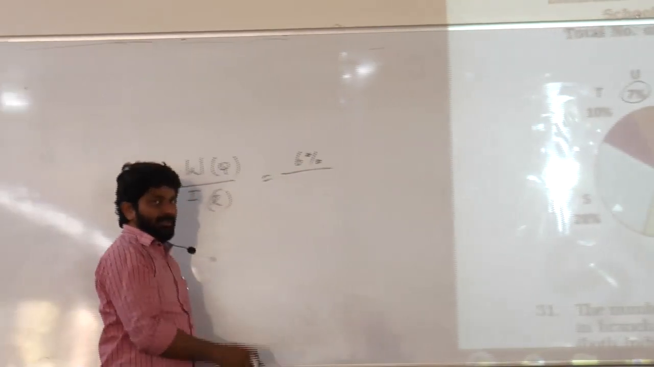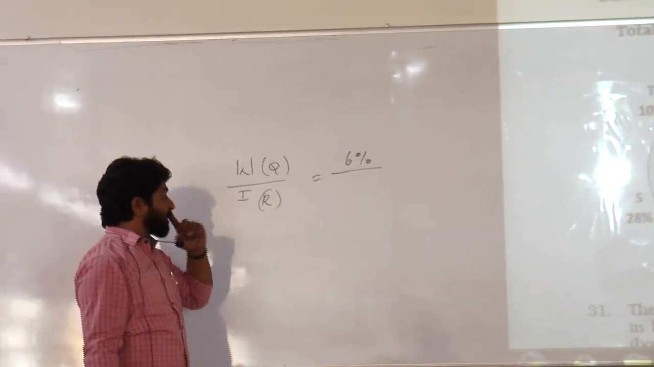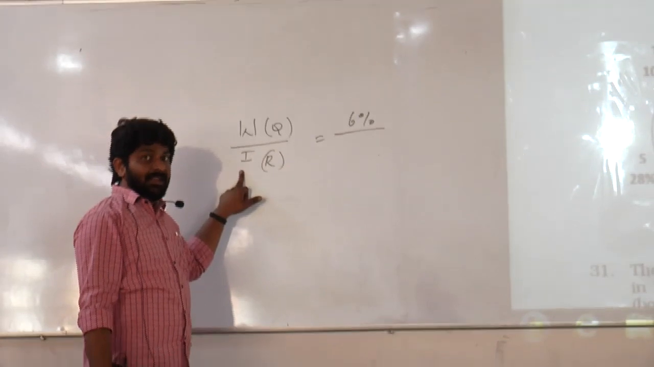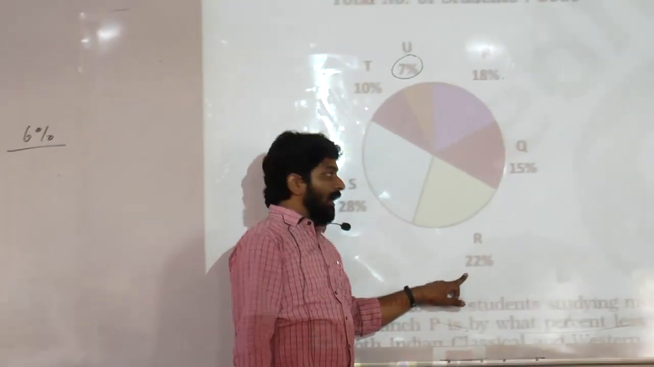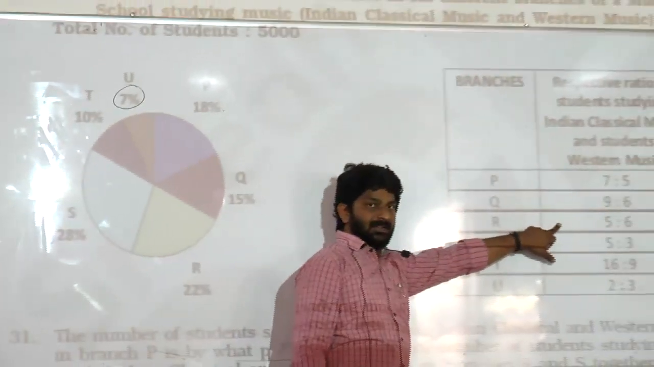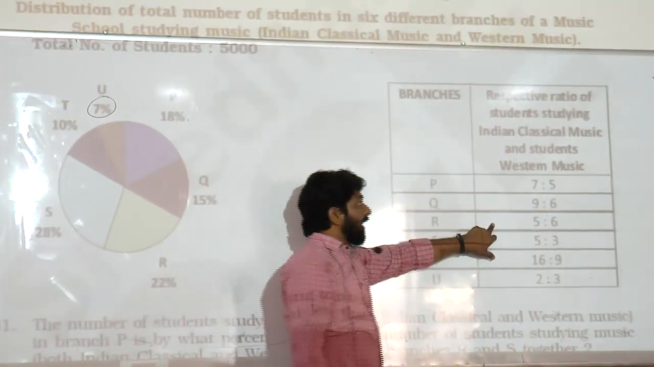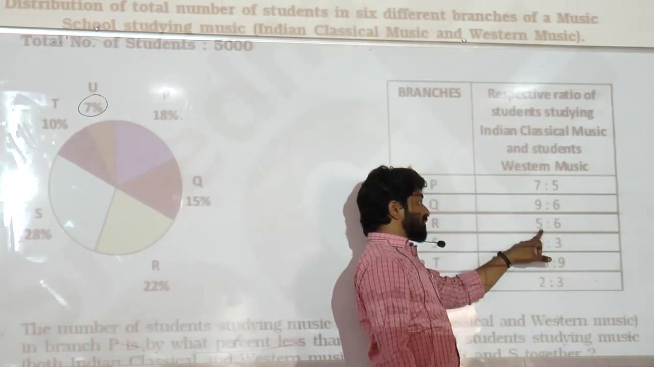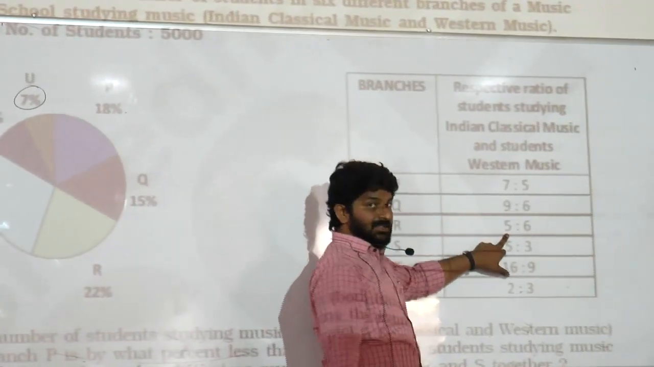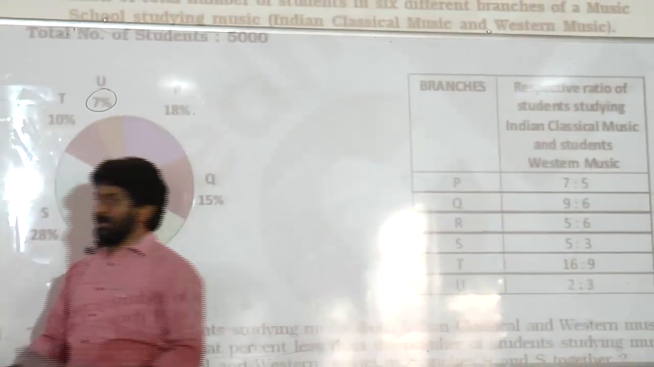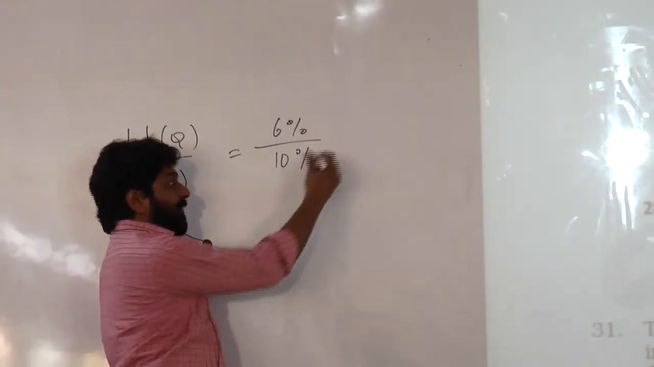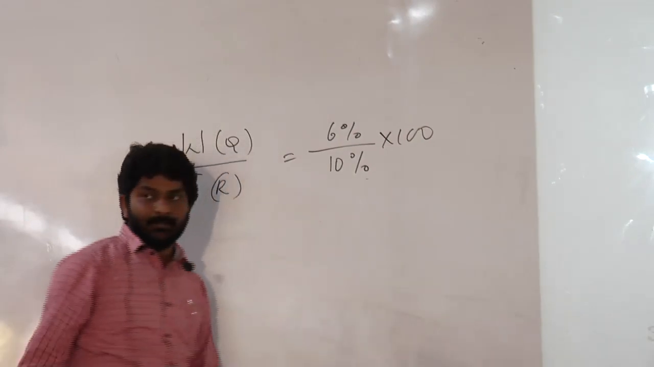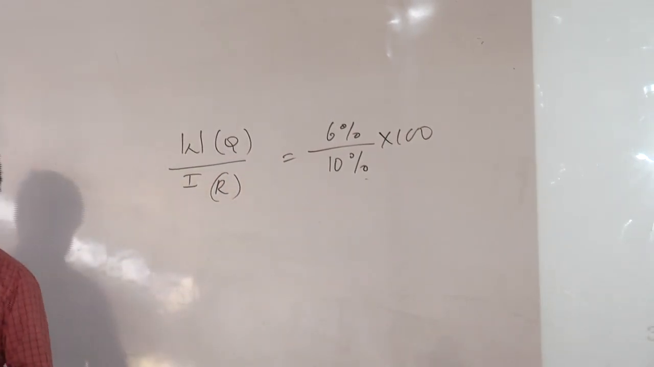Wait a minute. We'll see about R and then we will decide. In R we have to consider Indian classic music. In terms of percentage, R is 22%. And the number of parts is 11 parts. Each part is 2%. And here we need to go for Indian classic, which is the first one. 5 parts. 5 times 2 is 10%. So percentage wise it is 10%. 6 out of 10, 60%. Straightforward.